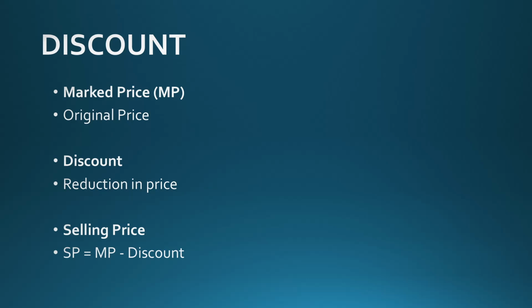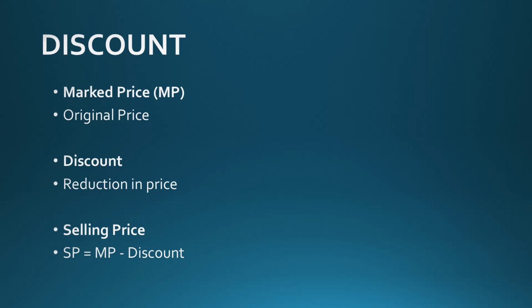Now let's look at discount. What is discount? There is first a market price, which means the original listed price. If a shopkeeper gives reduction, that reduction is called discount. So that reduction is on marked price, and selling price is equal to marked price minus discount.